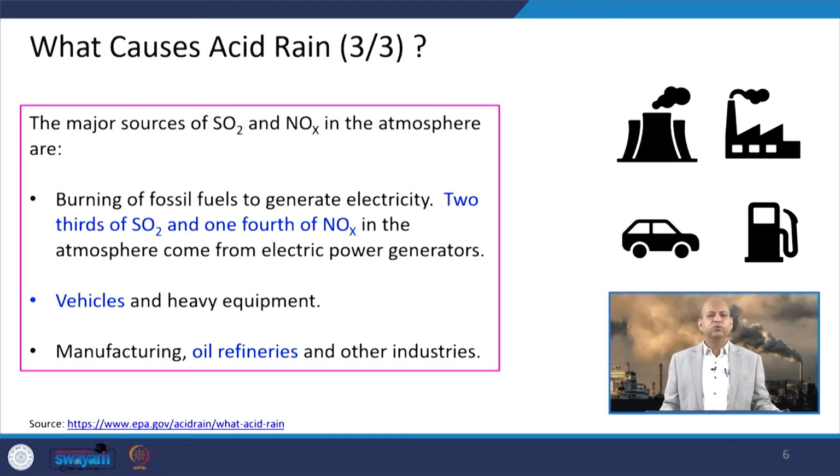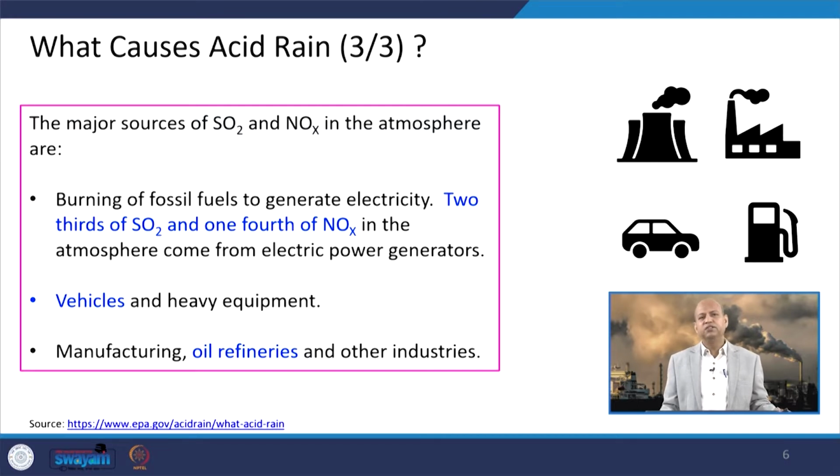The burning of fossil fuels in electricity generation is responsible for about two-thirds of SO2 and one-fourth of NOx in the atmosphere; it is estimated that they come from electric power generation facilities. Then vehicles and heavy equipment also burn a lot of fuel, and they are also responsible for such gaseous emissions.